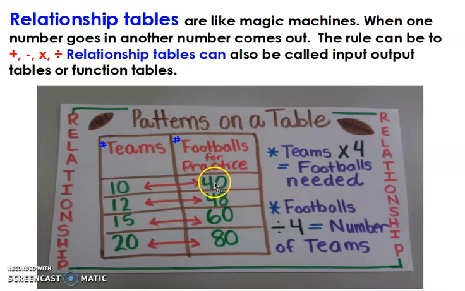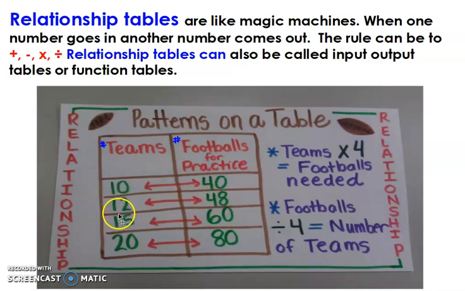When I'm thinking about it, I know something about 10. If I put in 10 and then I get 40 out, then I know that I'm multiplying by 4. I'm going to test that with this one right here. I know my 12s too. So if I put in 12 and I multiply 12 times 4, I will get 48.